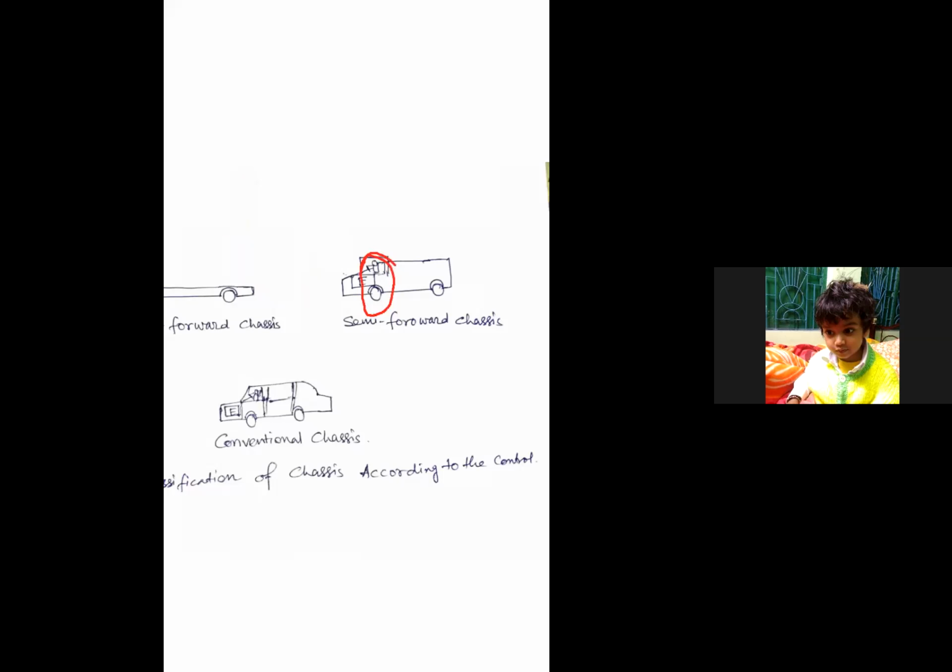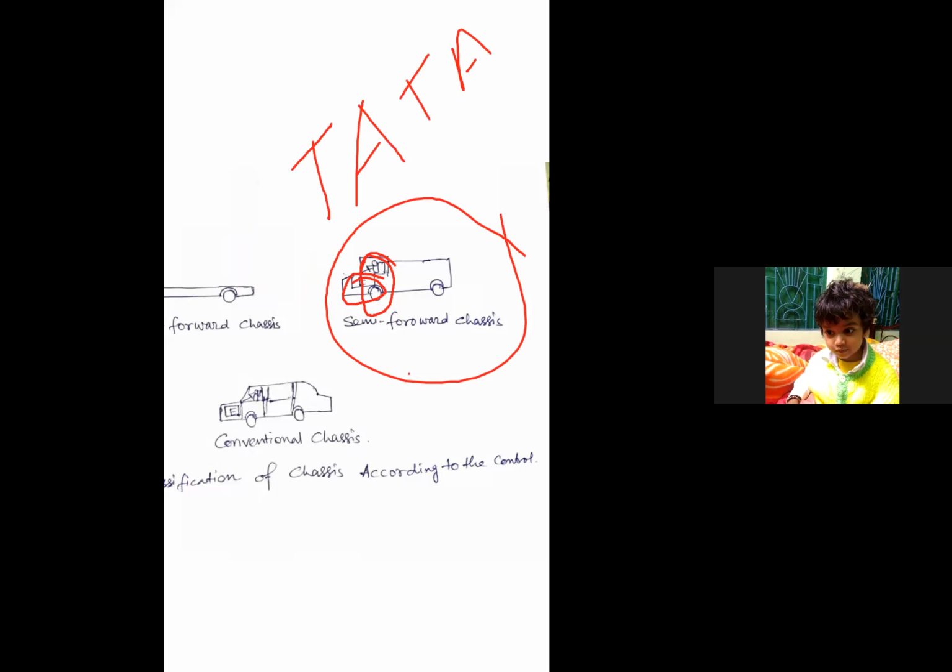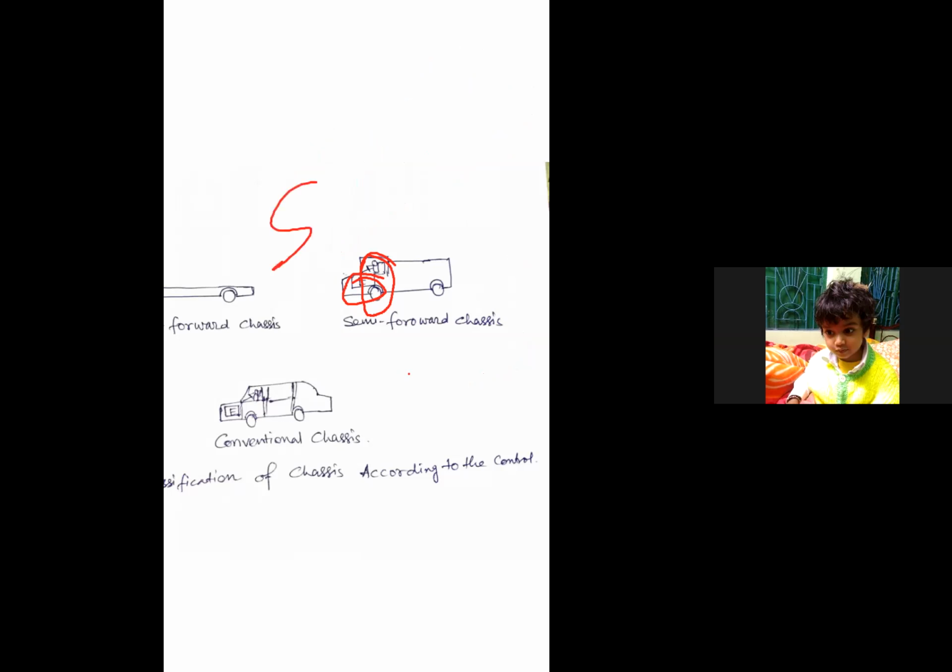this is the driver's cabin. A part of the engine is located inside the driver's cabin, but not 100%. Such kind of chassis is called the semi-forward chassis. Examples are the Tata 407 and Shaktiman. These are examples of the semi-forward type of chassis.